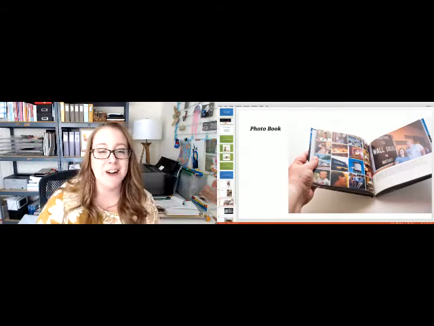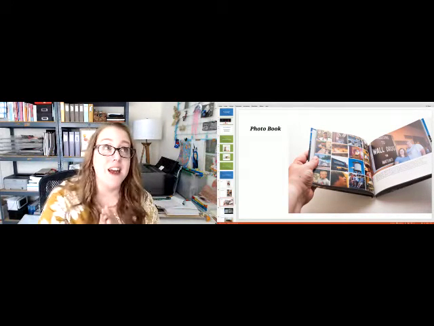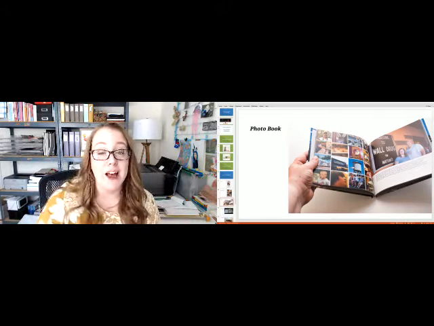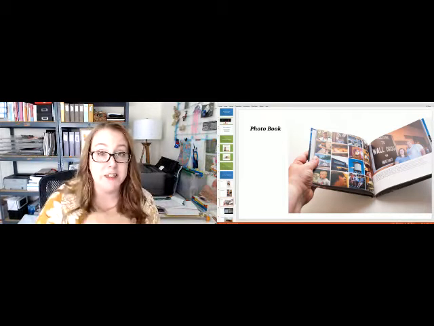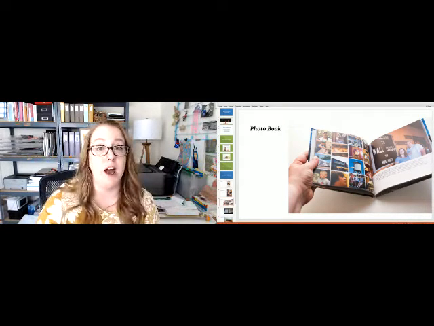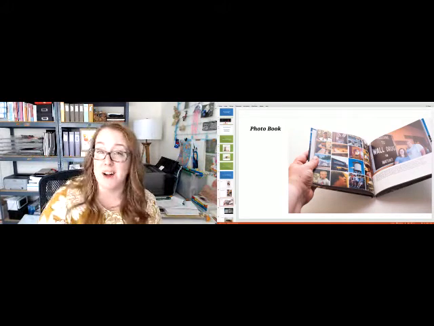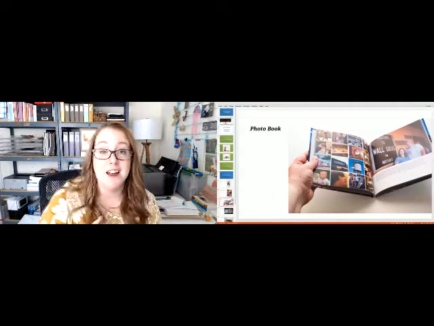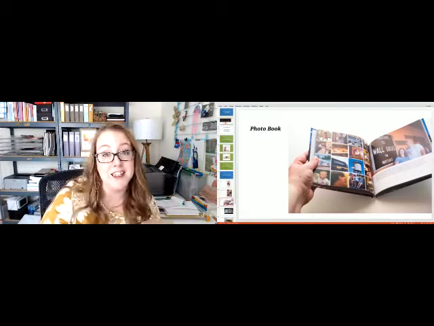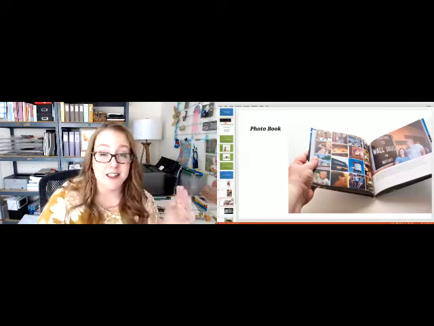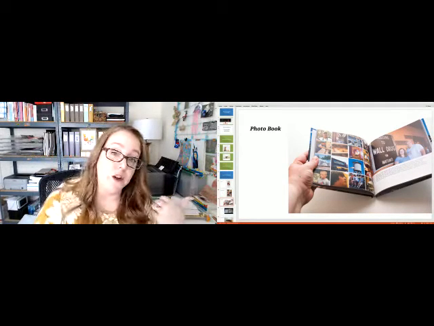All right, next we have photo books. And I would say photo books are one of my absolute favorite approaches for scrapbooking a vacation, particularly those big trips where you have hundreds, if not sometimes even thousands of photos. Because a photo book kind of takes the complexities of scrapbook design out of the equation.